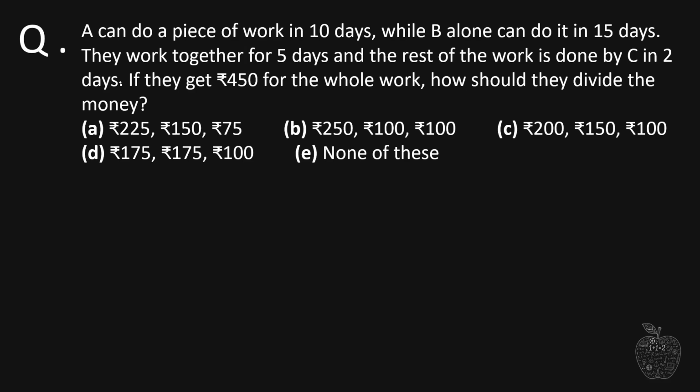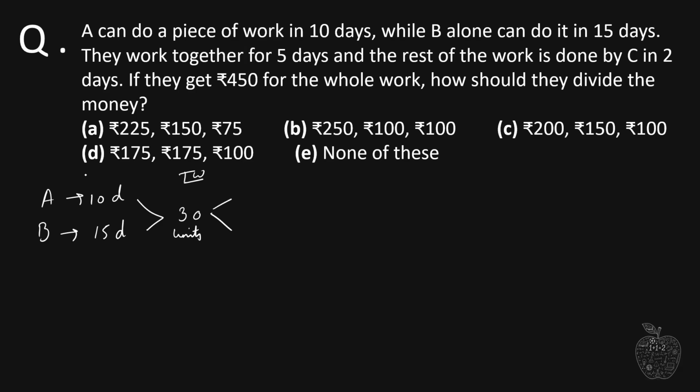Okay, so we are given that A can do a piece of work in 10 days and B can do it in 15 days. So let's take LCM here. It would be 30, and let's say this 30 is the total work, 30 units.